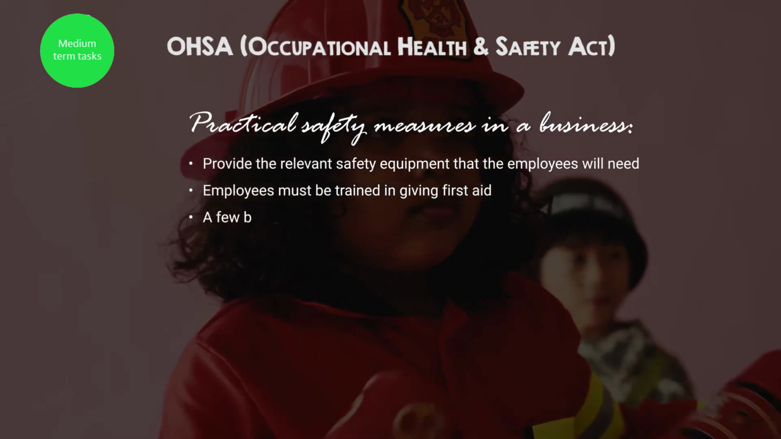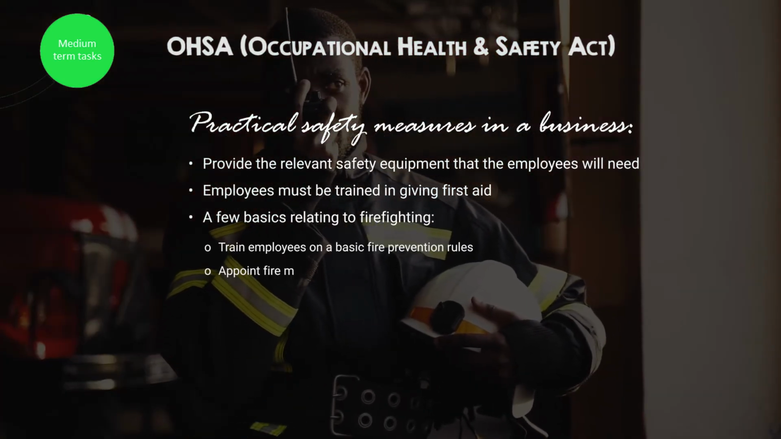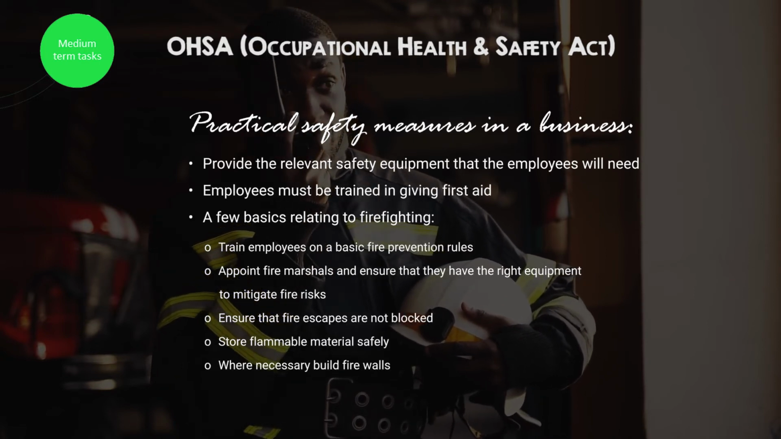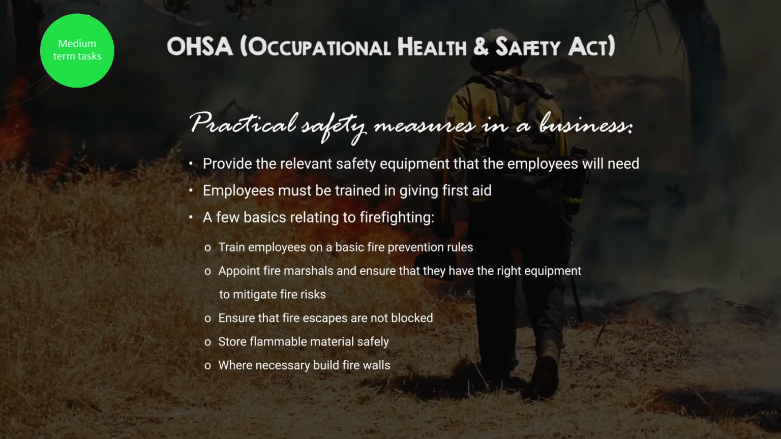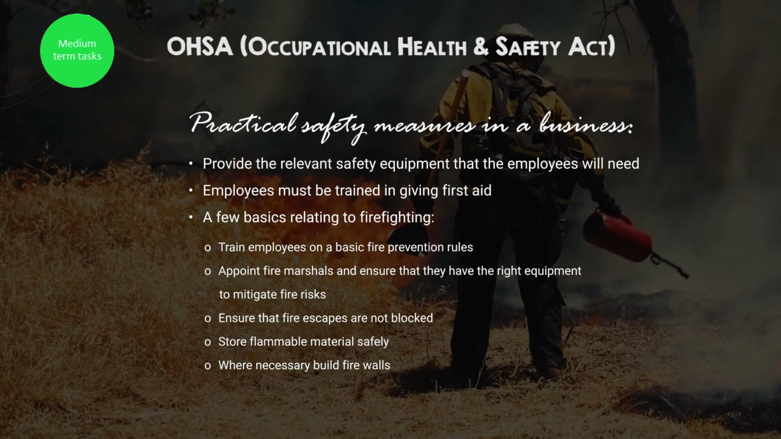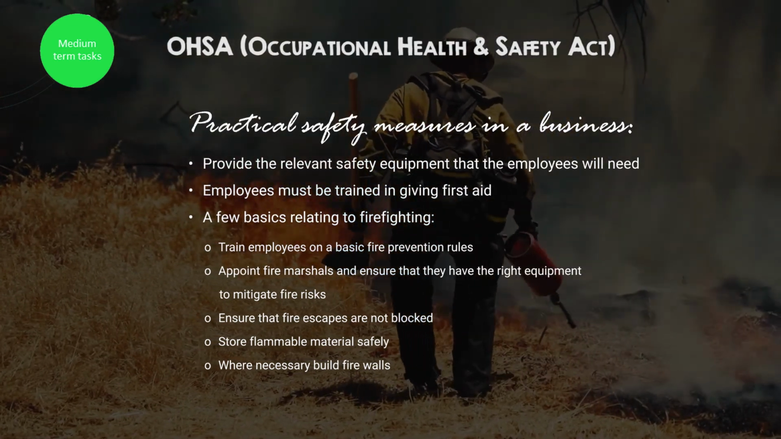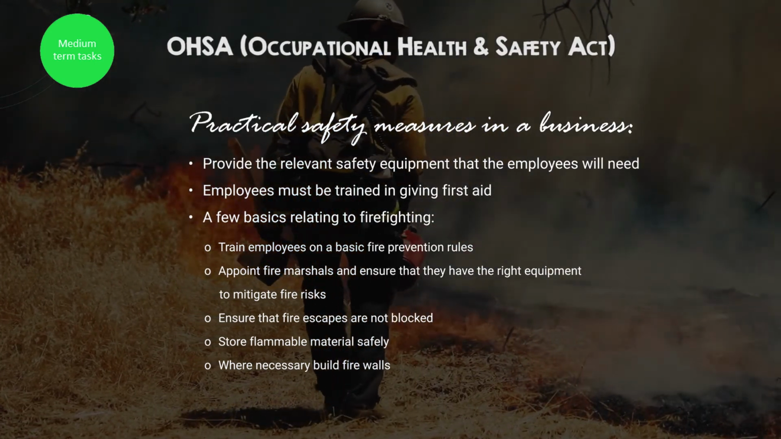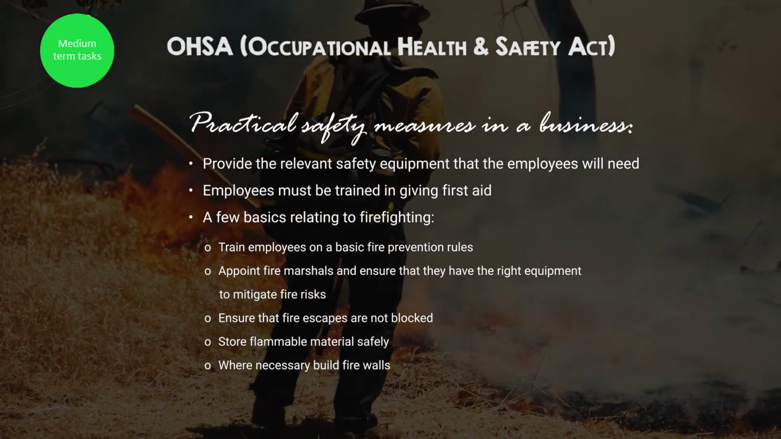The following are basic rules relating to firefighting issues. Employees should be trained in fire prevention measures. Fire marshals and firefighting equipment should be available. Fire escapes may not be blocked. Flammable material, such as fuel, must be stored underground and warnings must be displayed. Firewalls must also be built. And a non-slip floor or rubber boots will help in preventing employees from falling and injuring themselves.